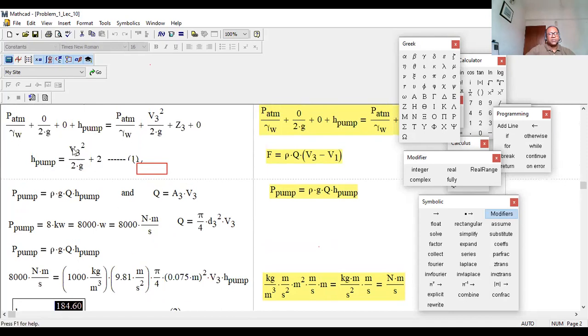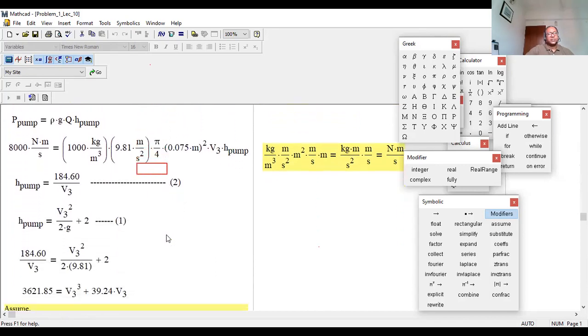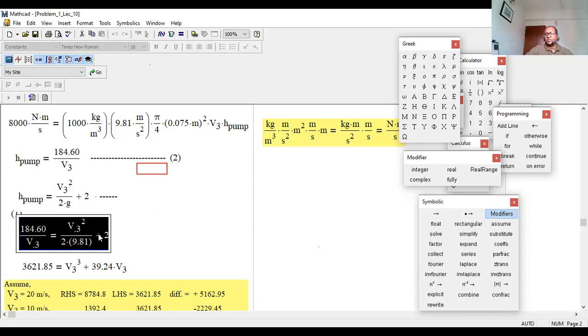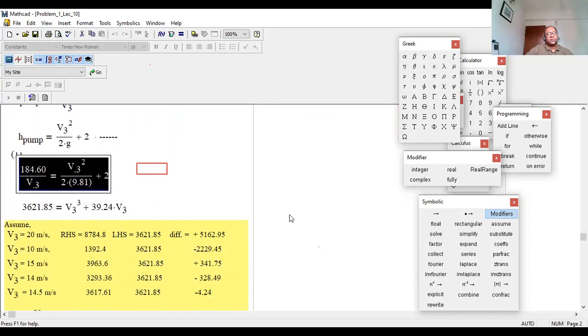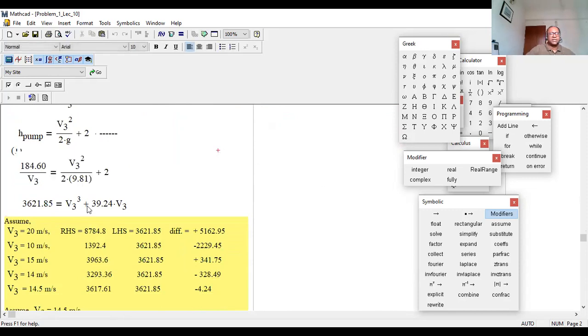Again, the H pump, we got this one from Bernoulli's equation. So these two equations are the same. So we can say from equation 1 and 2, this equals this one, right? So this is our equation. Now we have to solve this equation. So how can we solve it?